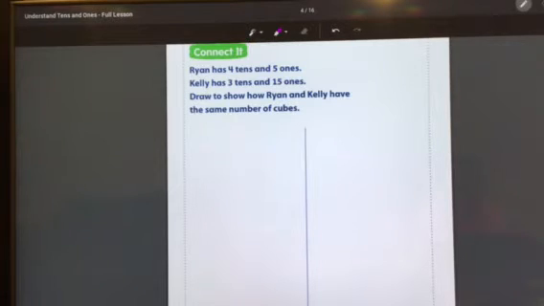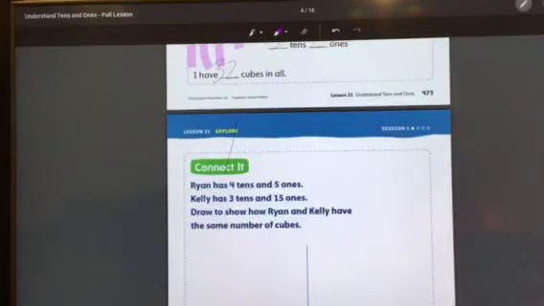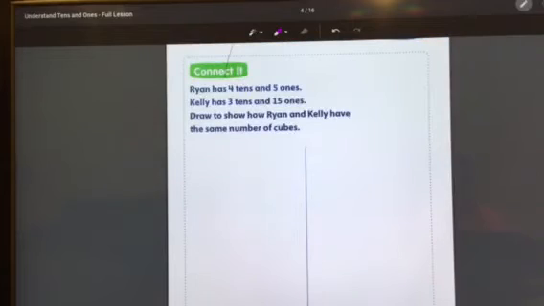Ryan has 4 tens and 5 ones. Kelly has 3 tens and 15 ones. Draw to show how Ryan and Kelly have the same number of cubes. All right, so the first thing I want you to do is write the name Ryan here, so you know that that's where you're going to be showing how many cubes Ryan has, and the name Kelly over here.